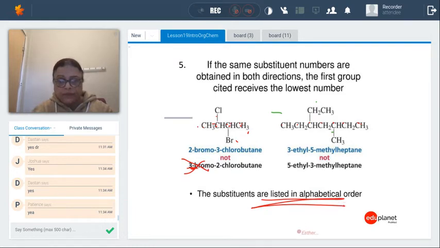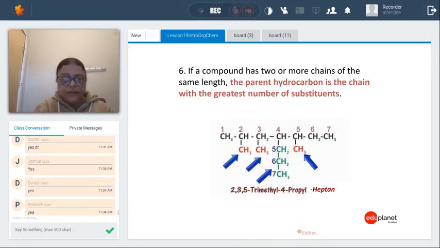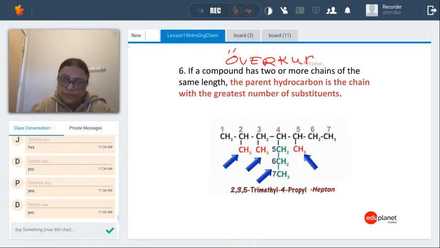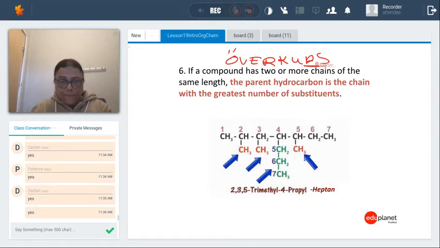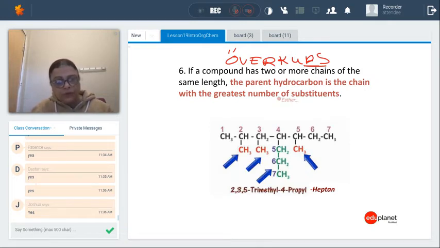There's a lot of rules, huh? And the last rule. What happens, and this is a bit of an overkill. Do you know what it means, overkill? Okay, so if you have a compound that has 2 or more chains with the same length, which one do you choose?